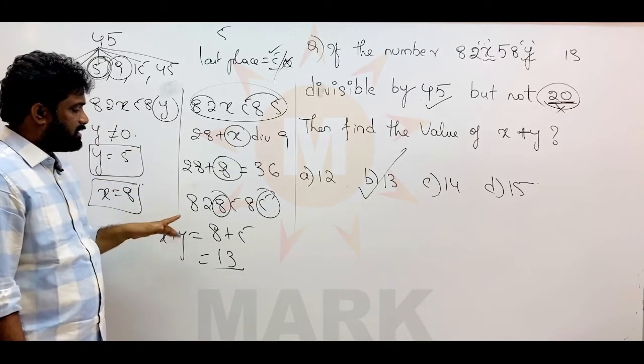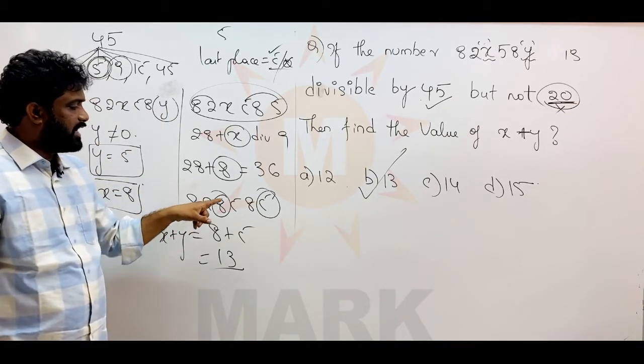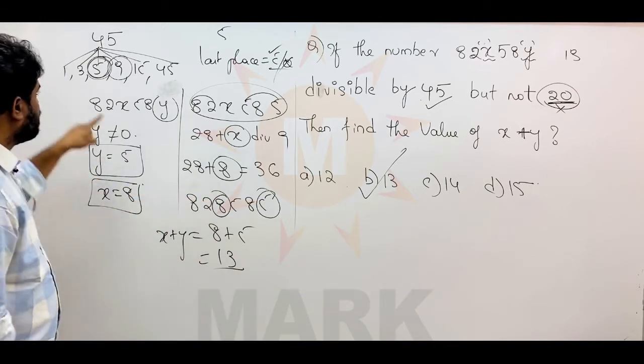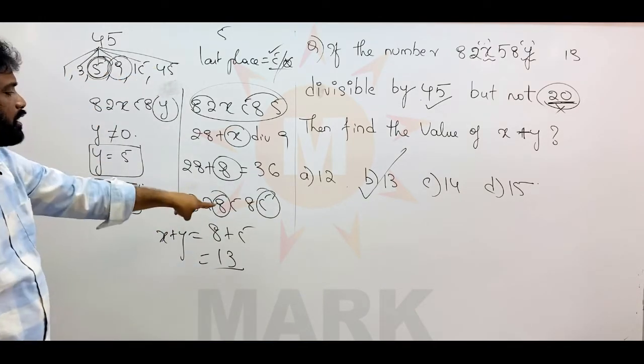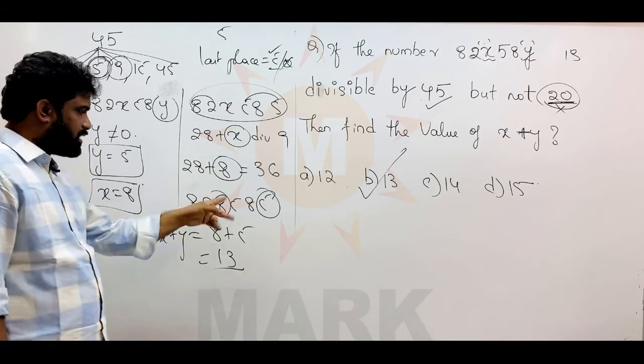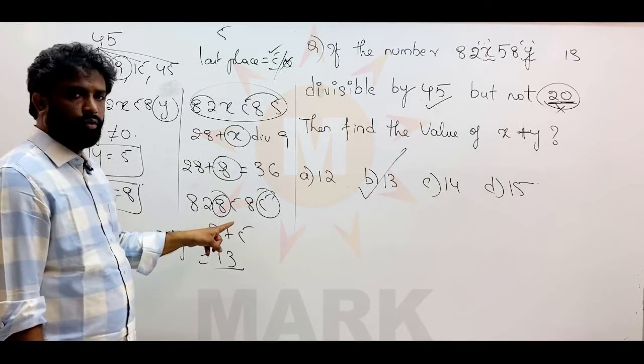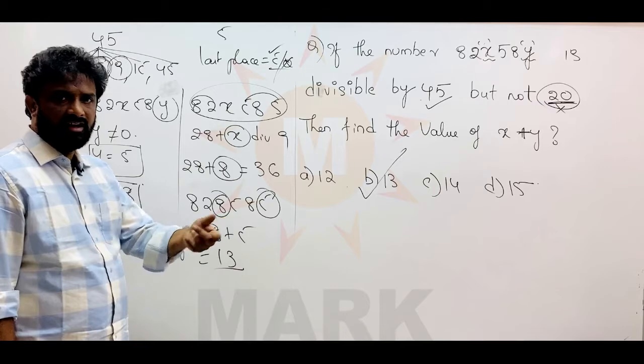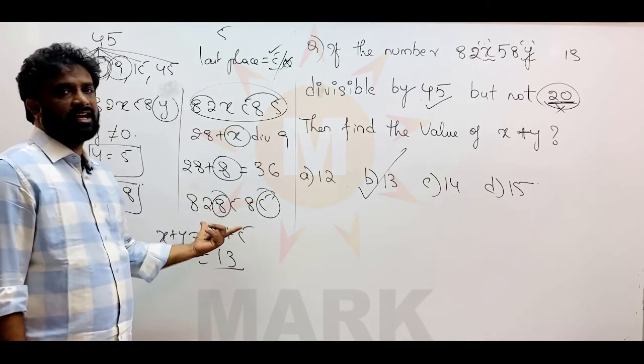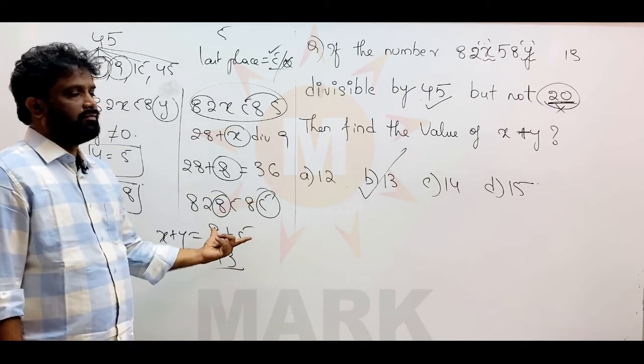So clearly I got the answer 828585. You can check, this number will be divisible by all these numbers, but not divisible by 20. 45 से exactly divisible होगा. You can verify in your calculator. 45 से exactly divisible होगा, but not with 20.